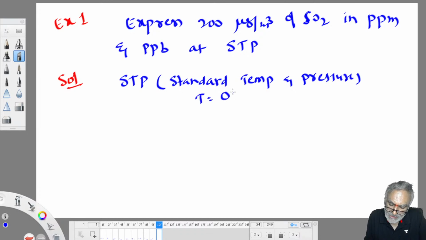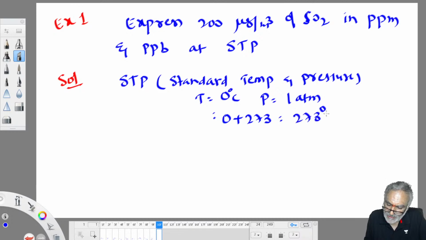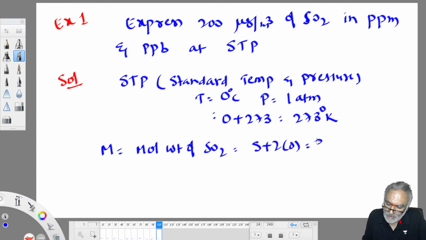Standard temperature is 0 degrees Celsius. Pressure is 1 atmosphere. 0 degrees Celsius, convert this into Kelvin, plus 273. So 273 degree Kelvin. Then R value is not given. We have to work out K value, R value, M value. M value is equal to molecular weight of SO2. So S plus 2 into O, 32 plus 2 into 16, it is 64, M value.